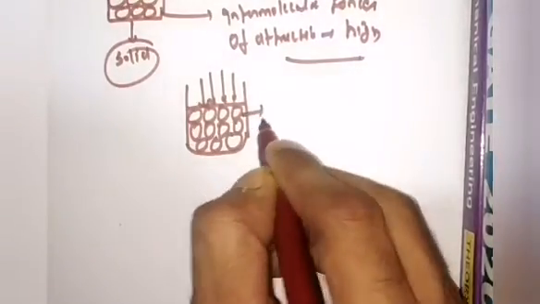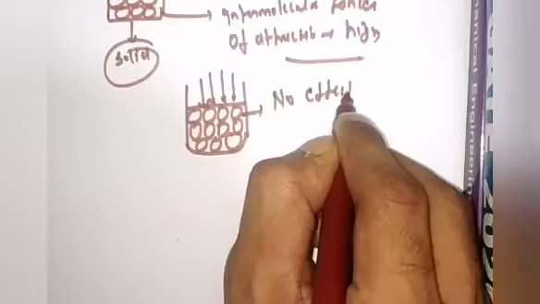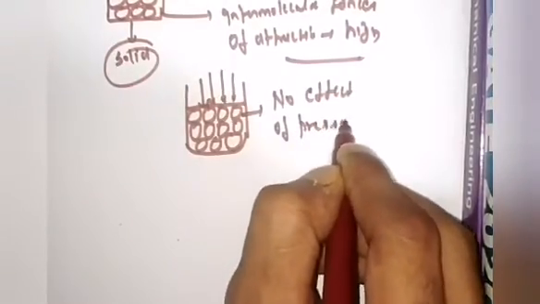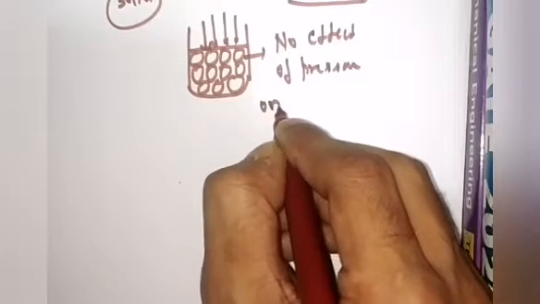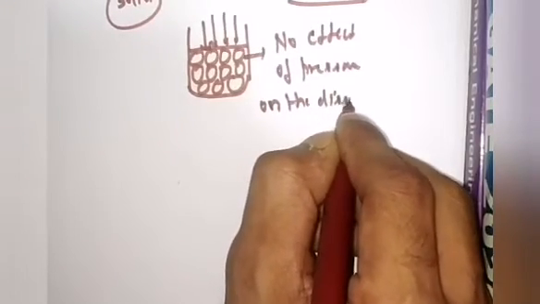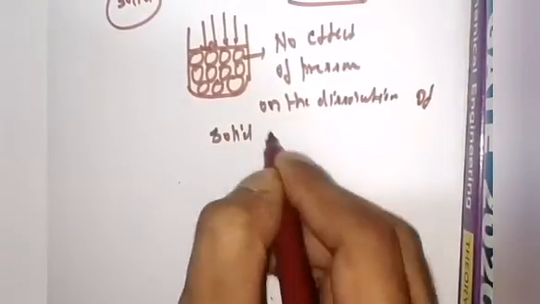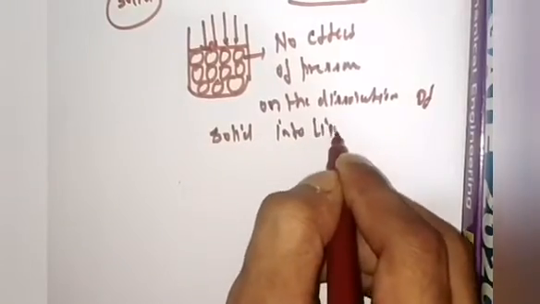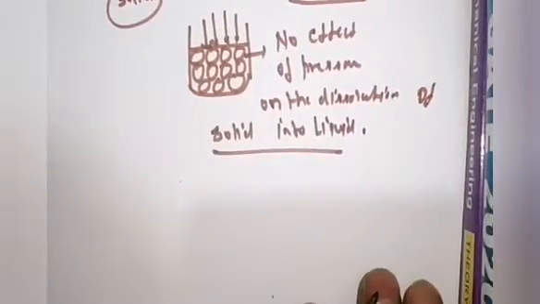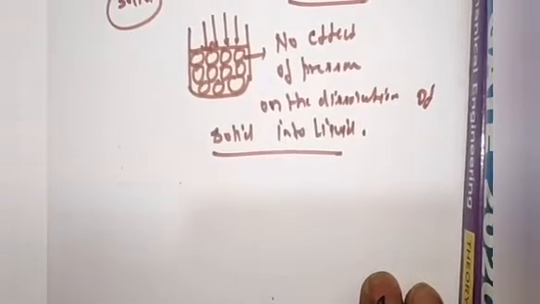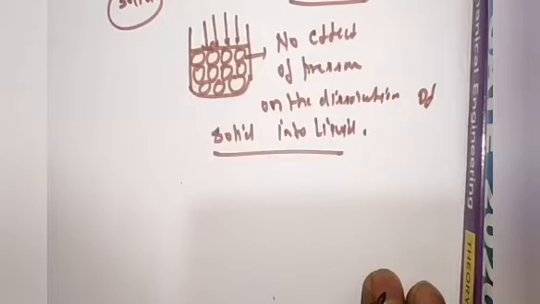So you can simply write: no effect of pressure on the dissolution of solid into liquid. In fact, in your standards, a very minute effect does occur, but we neglect the very minute effect because there is no meaning in it, and if there is no meaning then we don't have to discuss it. Okay, so it is practically proved that pressure has little effect on the dissolution of solid, so we neglect that thing.